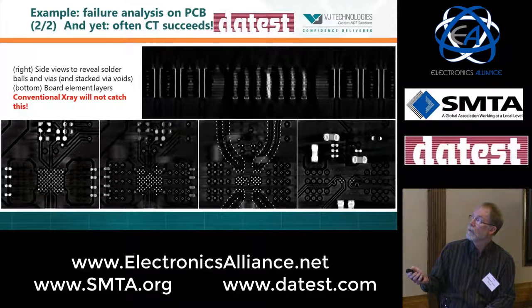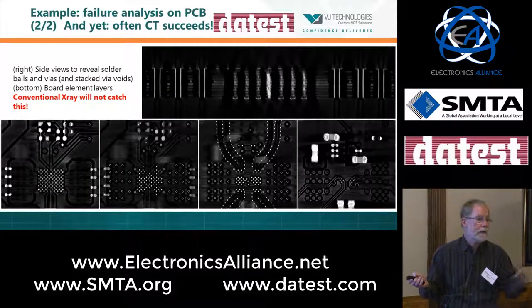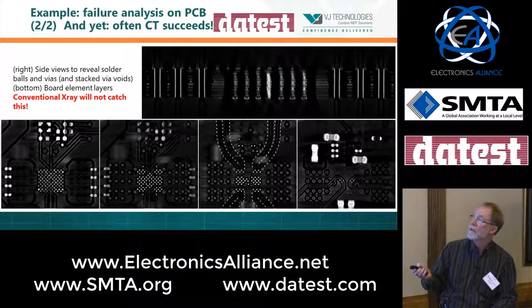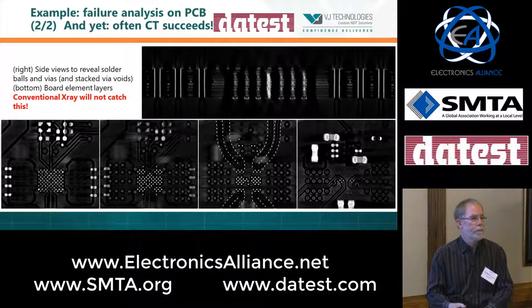But we often can find the problem. For example, I was talking about the credit card sized board before. This was a credit card sized board. This was a 12 layer board with both through hole vias and stack vias. And in this case, we were able to do a layer by layer scan. We actually did 3 scans, one in X, one in Y, one in Z.